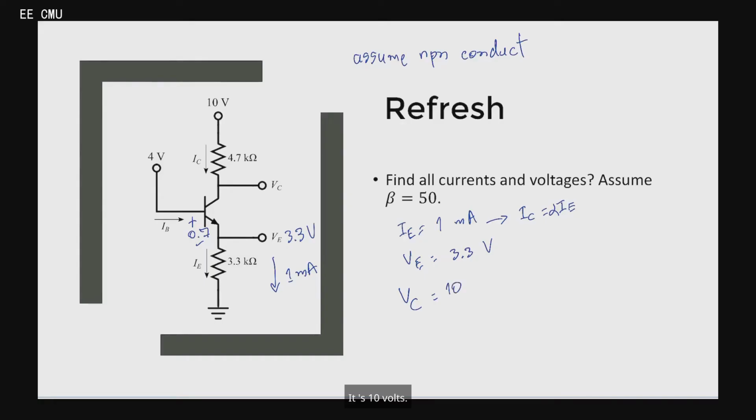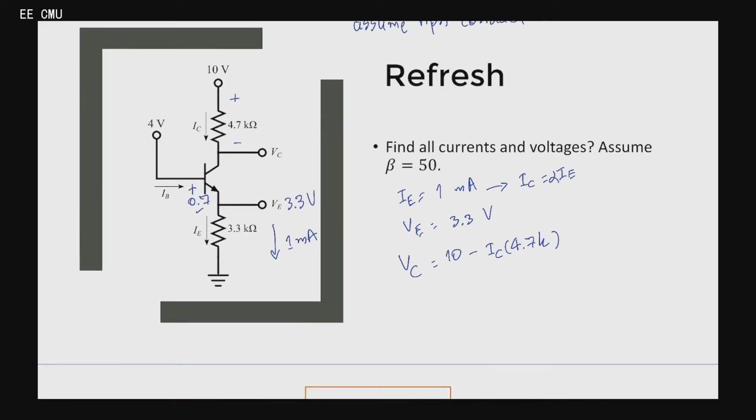It's 10 volts. I don't know if you remember, but the current flows from positive to negative, right? The voltage across the resistor has polarity like this, positive and negative. So VC equals 10 minus IC times 4.7K, right? All right, and what about IB? We're almost done here. IB equals IE minus IC. So try punching it into the calculator to do the math. This should cover all the nodes and all the voltages.